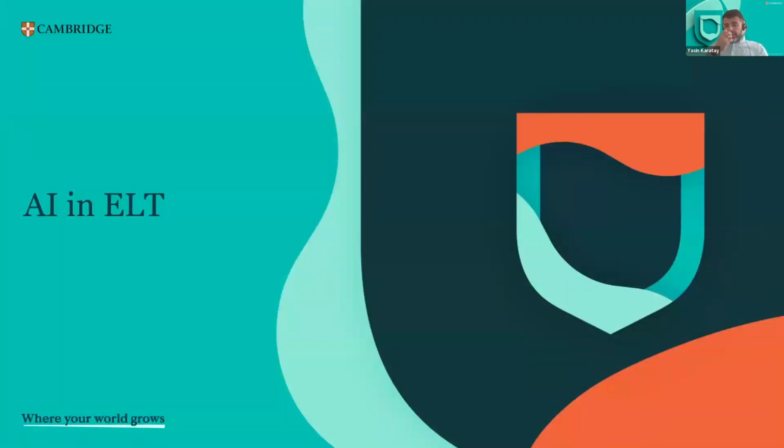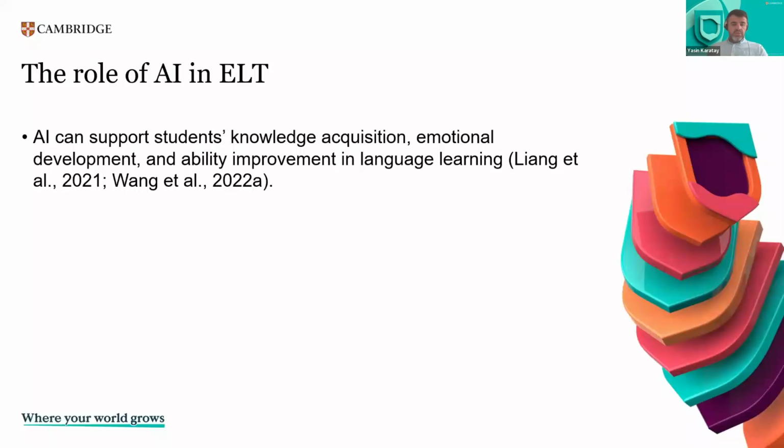So let's now see how this can be implemented practically in your classrooms. So AI isn't just about technology. So that's the first thing that I want to underline. It's about supporting real educational needs, and it can help students not only learn but also connect emotionally with the material and develop confidence in their language ability.